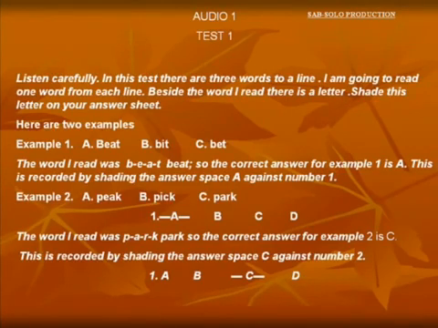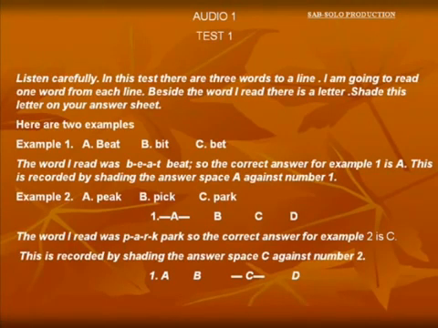Here are 2 examples. Example 1. Beads. The word I read was B-E-A-T. Beads. So the correct answer for example 1 is A. This is recorded by shading answer space A against number 1.